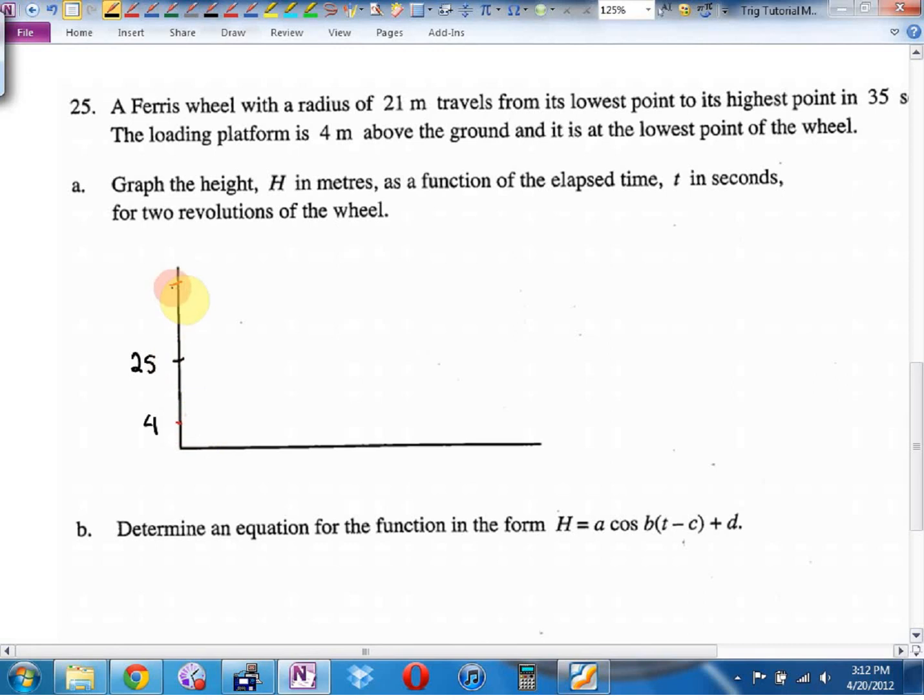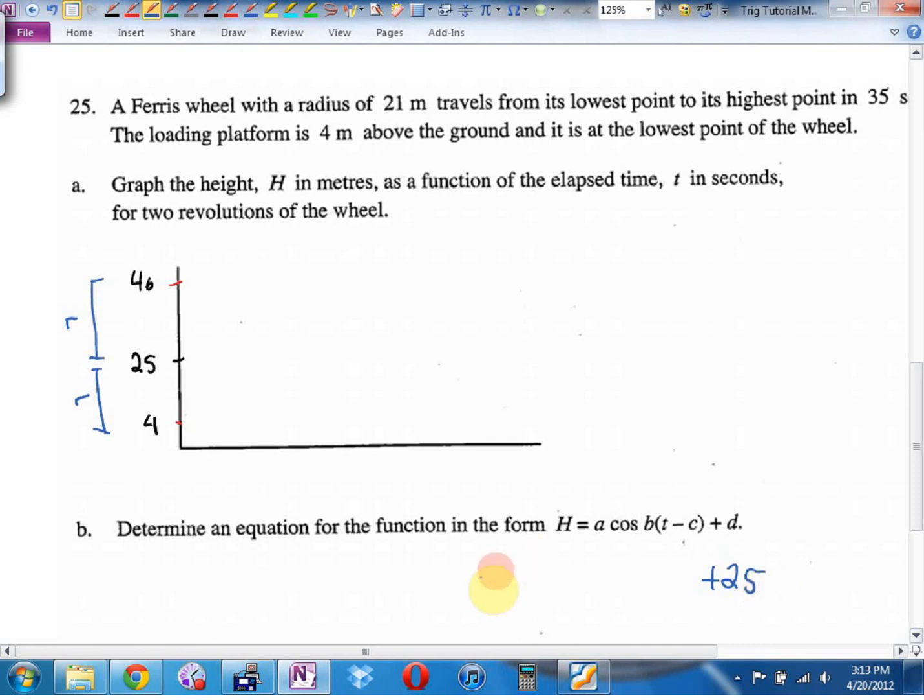What's the highest? 46, because that's your radius, that's your amplitude. I got highest, lowest, and middle. Which of these three numbers appears in my equation? That guy? No. That guy or that guy? The middle. My vertical displacement is going to be 25.